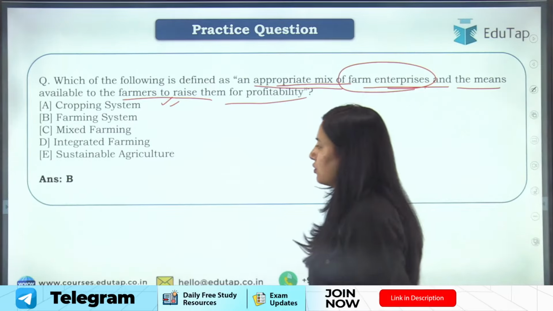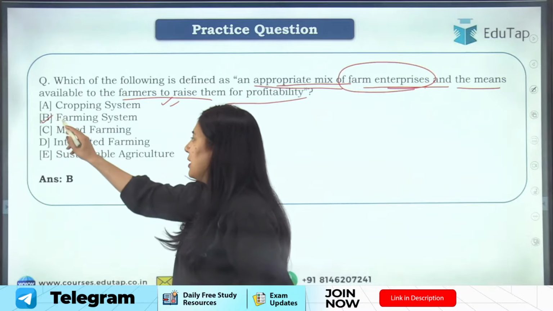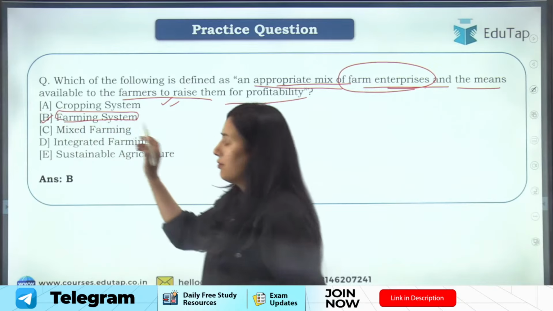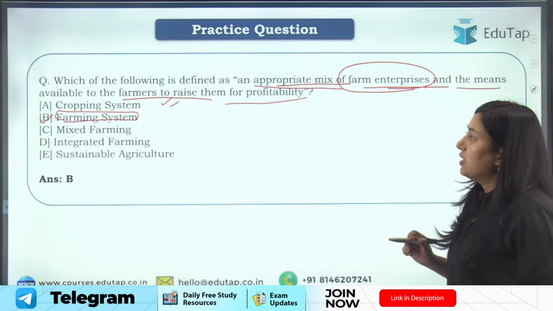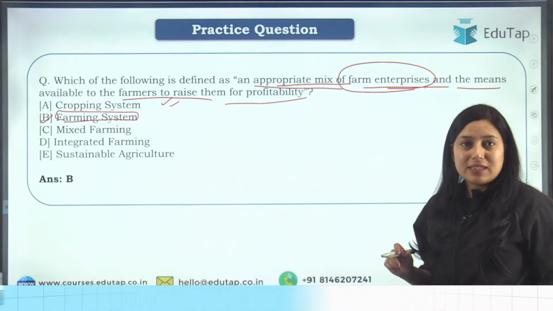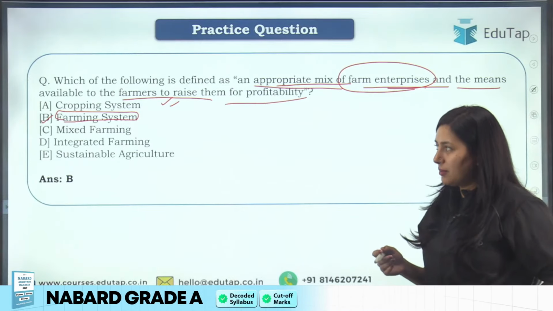So basically, students, the right answer for this question is option B, farming system. Let me explain why farming system is the answer here. When we talk about farming system, what do you understand by farming system?